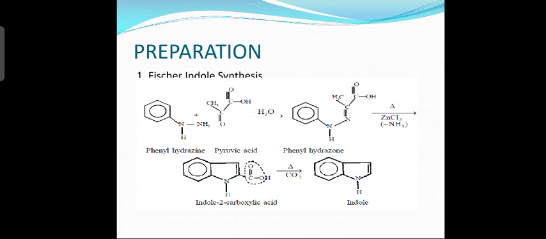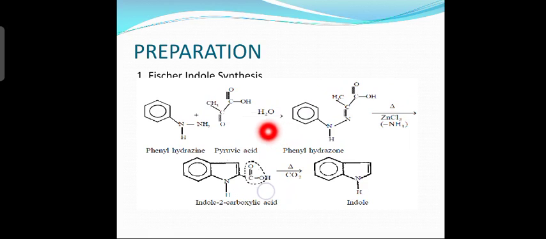When phenylhydrazine and pyruvic acid are heated with zinc chloride catalyst, indole 2 carboxylic acid is obtained, that on decarboxylation gives what? Indole. Finally you get indole. So you can see here phenylhydrazine. What is the formula of phenylhydrazine? C6H5NHNH2, that is phenylhydrazine. Pyruvic acid, this is the formula, CH3CO COOH.